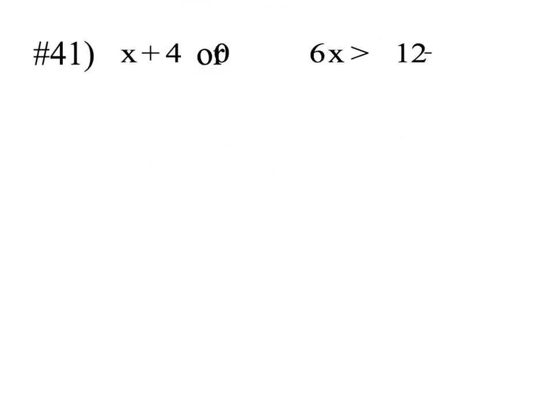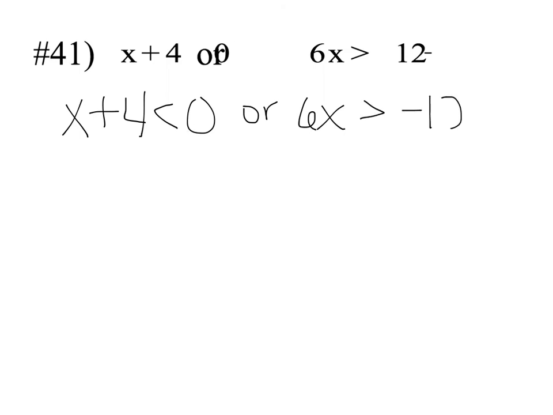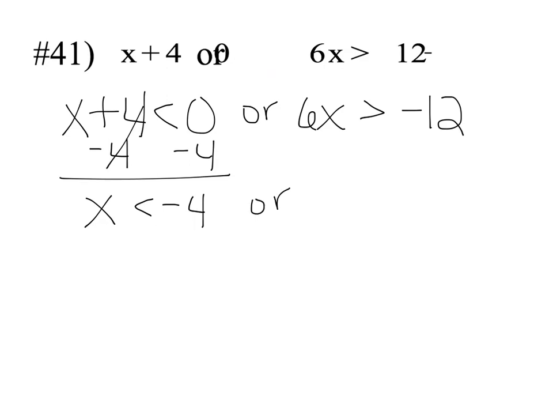Okay, 41 says x plus 4 is less than 0, or 6x is greater than negative 12. So we're going to do some solving first. I'm going to subtract 4 from both sides, giving me x is less than negative 4. Or divide both sides by 6. We don't flip the sign here because we're dividing by a positive number. You get x is greater than negative 2.